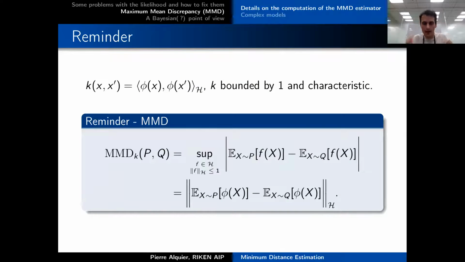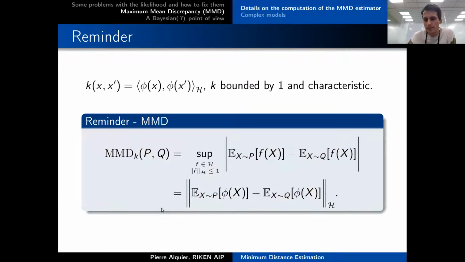But first, just a few computational considerations. Why is this MMD distance so convenient? Let me remind you of the definition, and then just a 2-line derivation. You do the optimization in H, and it turns out that this can be written as a norm in a Hilbert space.